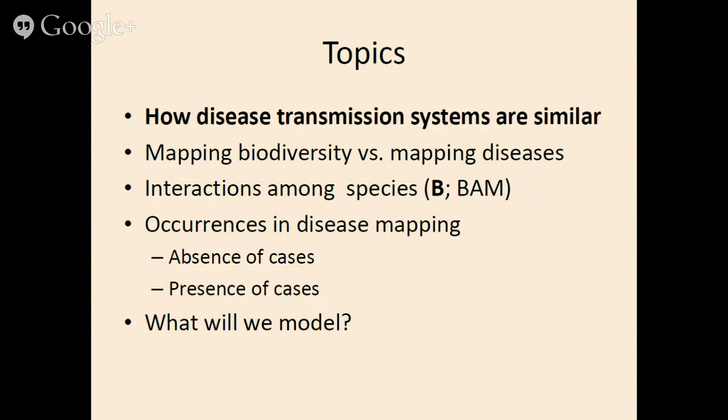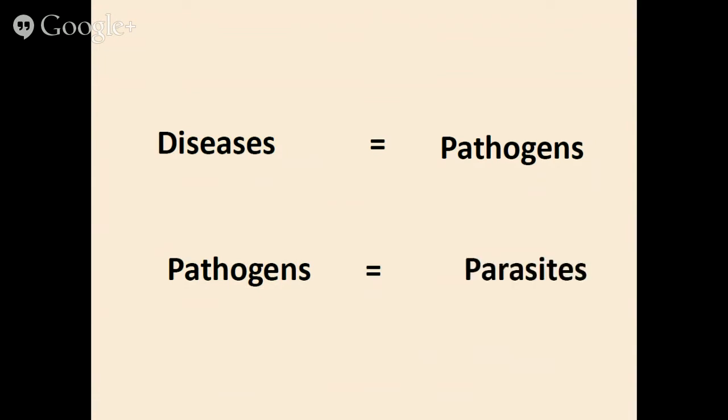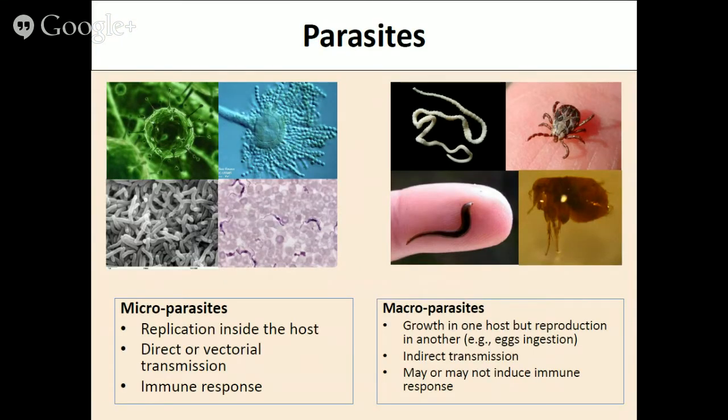Okay, let's start. How is disease transmission similar to other areas of ecology? Well, diseases are produced by pathogens, and pathogens are parasites. So let's talk about parasites. Parasites are separated into groups. On the left are the microparasites, and on the right the macroparasites. The microparasites usually replicate inside the host. They can have direct transmission or transmission using vectors, and they develop an immune response in the natural host. On the other hand, the macroparasites usually are bigger.